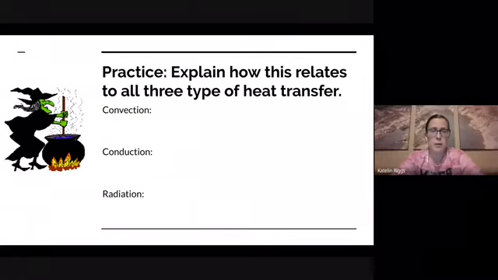Okay, so I'm going to leave this up on the screen just for a couple seconds and talk about it a little bit, because this is the kind of thing that you're going to need to be able to do ultimately with convection, conduction, and radiation, to prove to us that you understand the three different types by applying them to a random scenario.